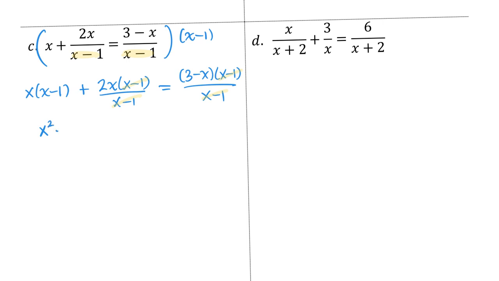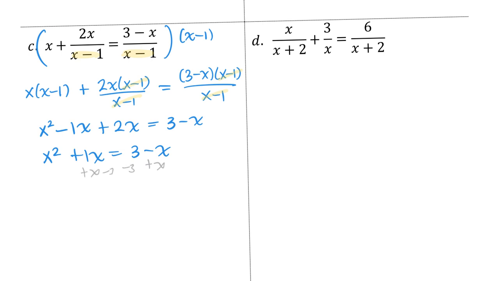x squared minus 1x. The x minus 1's canceled, so plus 2x. The x minus 1's canceled, so I got 3 minus x. All right, this is looking okay now. Plus 1x equals 3 minus x. And then I'm going to add the x over to here. And I'm going to minus the 3 over to here. So I'm going to get x squared plus 2x minus 3 equals 0.